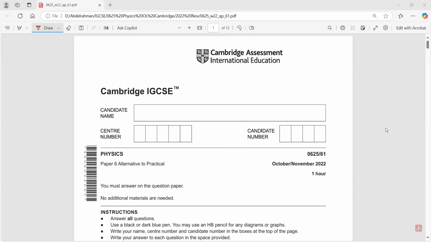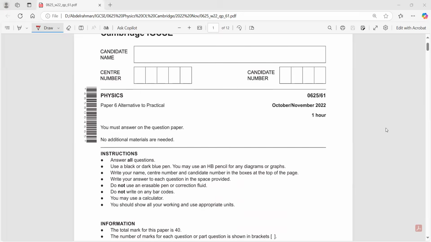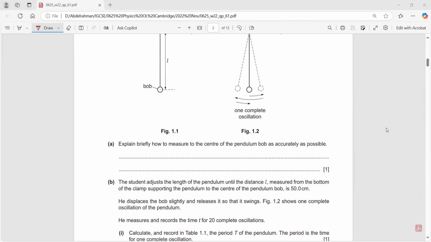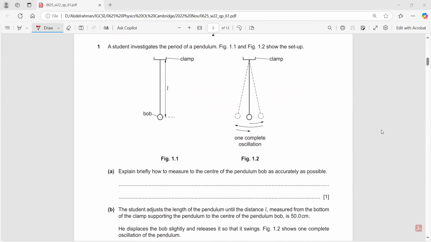Okay, November 2022, paper 6, variant 1. Question 1. Explain briefly how to measure the center of the pendulum bob as accurately as possible.